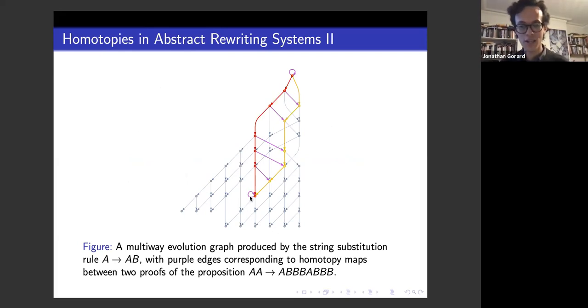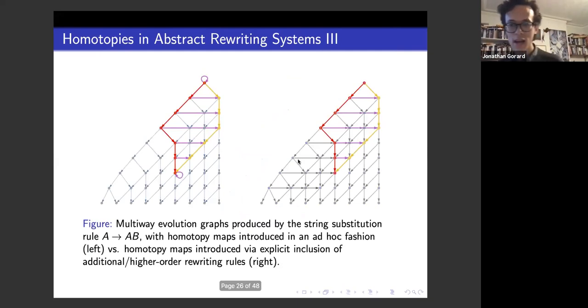So we get essentially a kind of homotopy construction, which I'm showing in purple here, that maps every vertex in one path to a corresponding vertex on the other. And so there are several ways that we can introduce those homotopies. We could either directly introduce the directed edges into the multi-way evolution graph, which is kind of a cheating ad hoc way to do it, or we can introduce new, effectively higher order rewriting rules that say this state maps to this state maps to this state, etc.